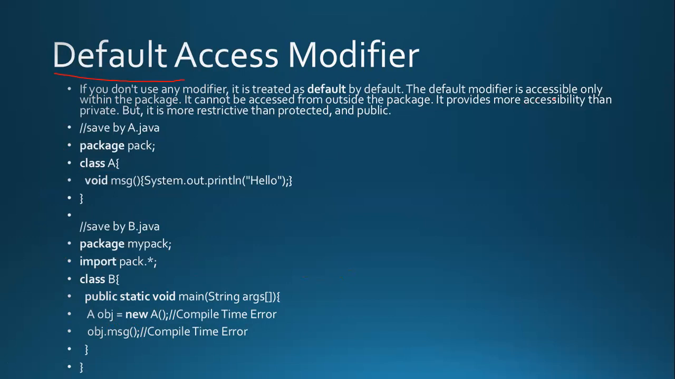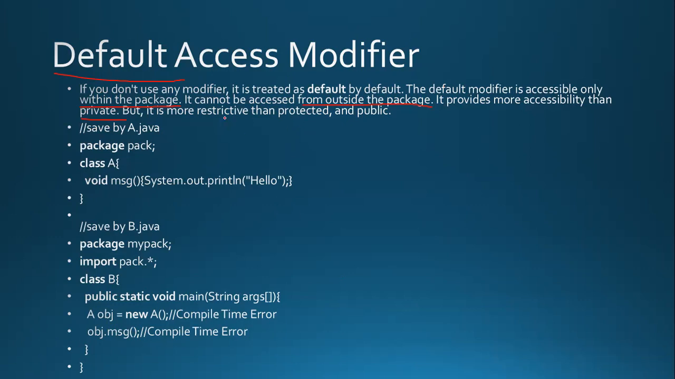The default modifier is accessible only within the package. It cannot be accessed from outside the package. It provides more accessibility than private, but it is more restrictive than protected and public. If you compare private and default, default provides more accessibility because it's accessible across its own package, but private is limited to a class. So default is better than private in terms of accessibility.